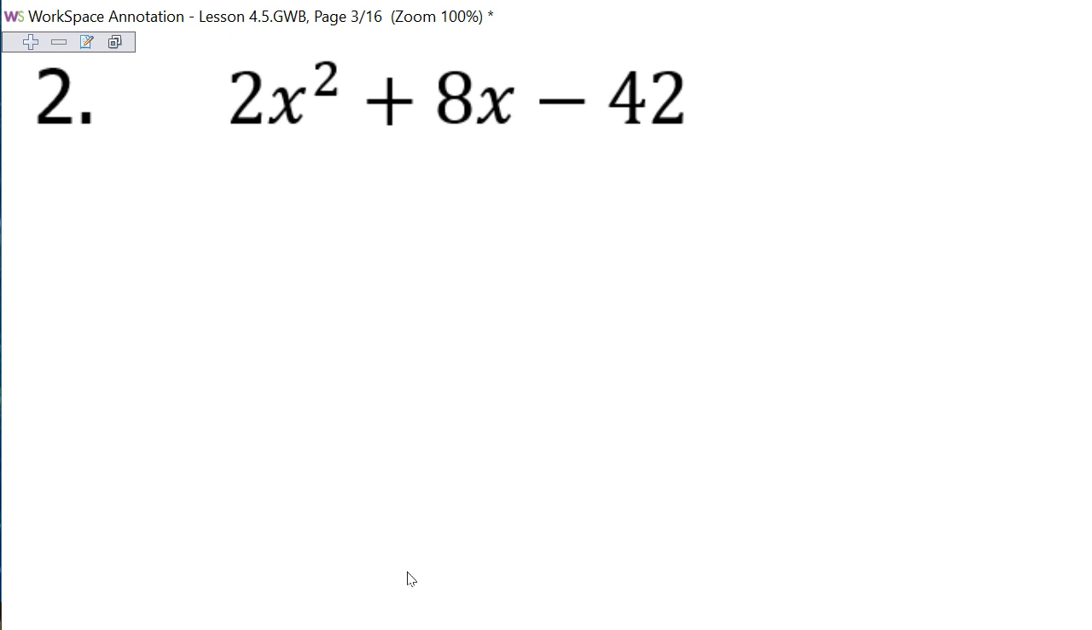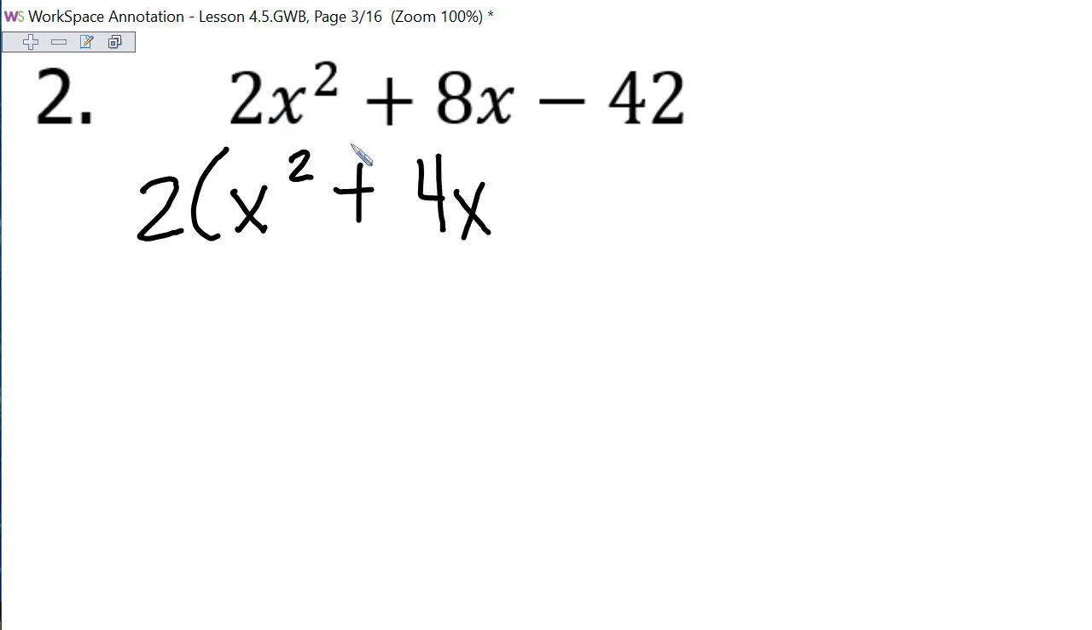Now, this one is larger than a 1x squared. So if it's larger than a 1x squared, what do we have to do? Yeah, look for the greatest common factor. So what's the greatest common factor between 2, 8, and -42? 2. And 2 times what gives me 2x squared? X squared. And 2 times what gives me 8x? 4x. And 2 times what gives me -42?